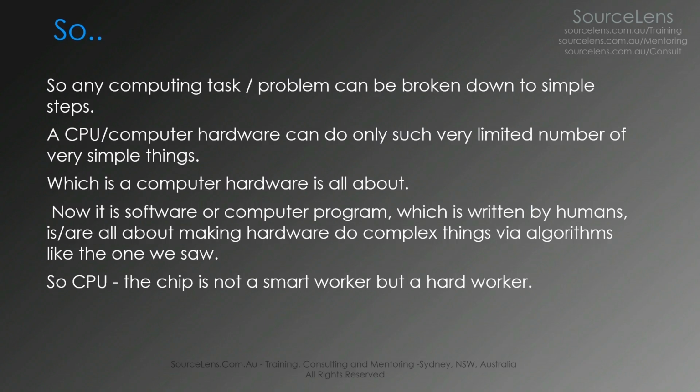And making a computer or a CPU do that is all about computer hardware. That's what computer hardware does. Computer hardware, the box we built, cannot do anything complicated. Now, it is the software, or the computer program written by humans, or the algorithm, that is making it do complicated things. Here, we're going to build a circuit which adds two numbers using very simple basic operations.